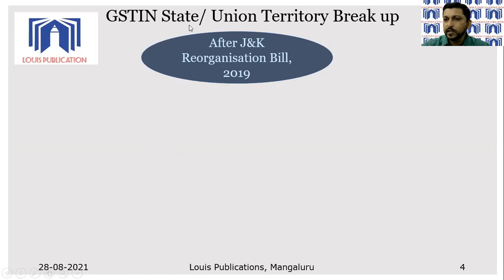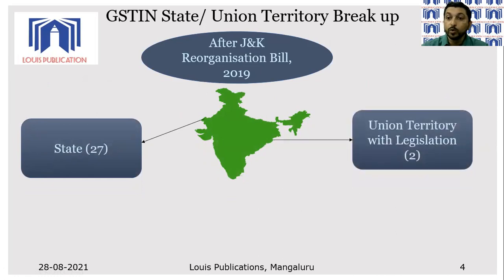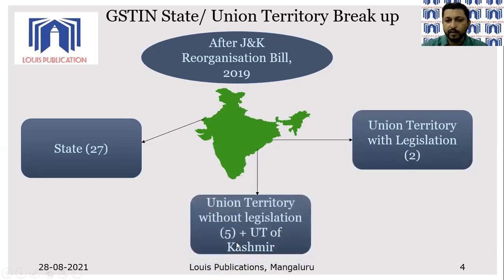Now, as far as GSTIN is concerned, the state or union territory code breakup, we have had, passed a bill called Jammu and Kashmir Reorganization Bill of 2019. And after passing of that bill, we look at 27 states as far as registration under GST is concerned. Then we talk about union territories with legislation. And the third category is union territories without legislation. Actually 5, but then there is a special thing about Union Territory of Kashmir, which I will speak about.